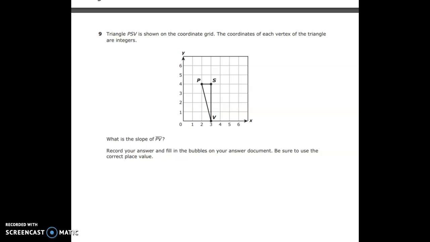Number 9, triangle PSV is shown on the coordinate grid. The coordinates of each vertex of the triangle are integers. What is the slope of PV? Record your answer and fill in the bubbles on your answer document. Be sure to use the correct place value.